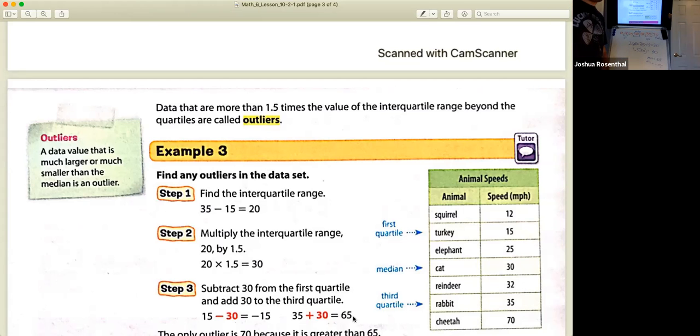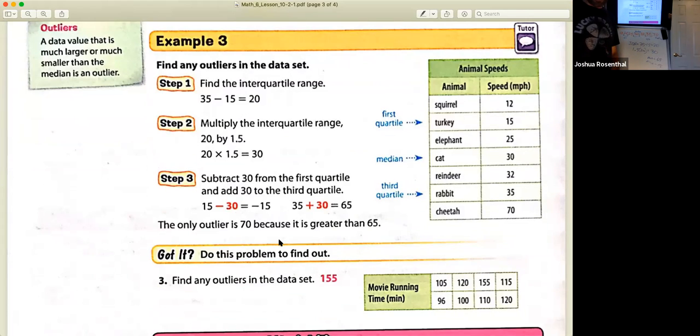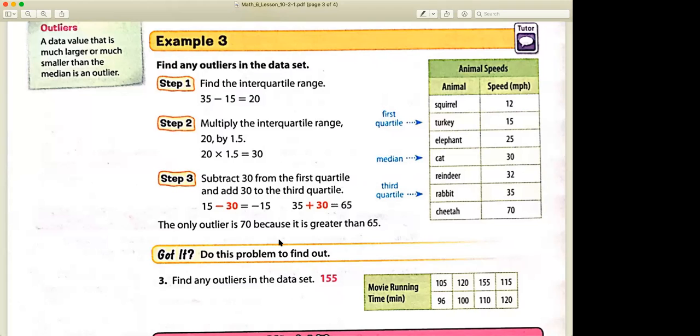It tells you the answer, but you can still calculate it. So let's do this data set. Movie running time, find any outliers. Now it tells us what the outlier is going to be, but let's calculate it. What's the first thing we do in all these statistics problems? Order them.